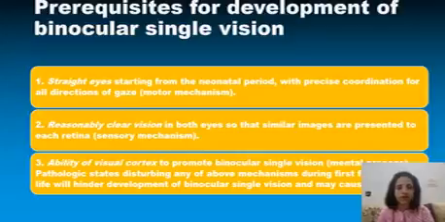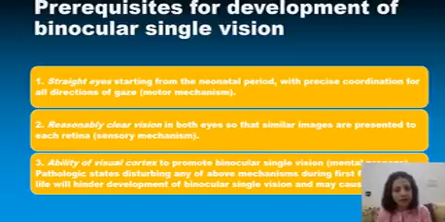So now, what are the prerequisites for the development of a binocular single vision? Straight eyes. ठीक है ना? If the eyes are diverging or they are converging, if there is any manifest squint, then again the binocular single vision will not develop. So the first requisite is to have straight eyes starting from the neonatal period with precise coordination for all the directions of gaze. That is the motor mechanism.